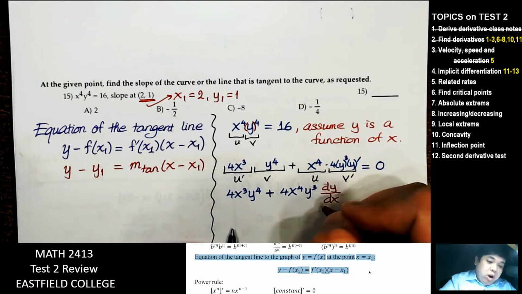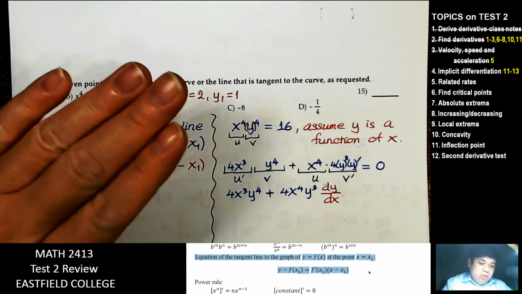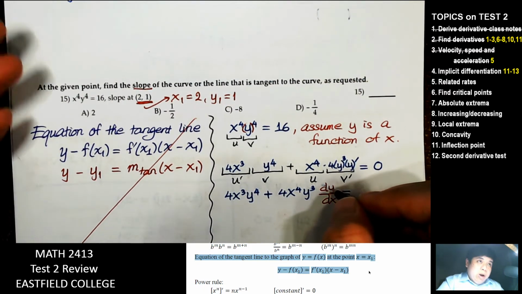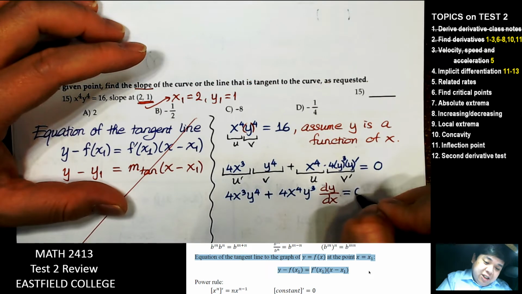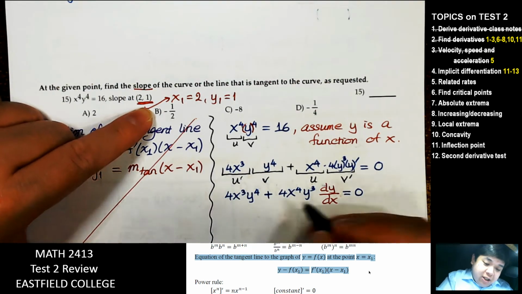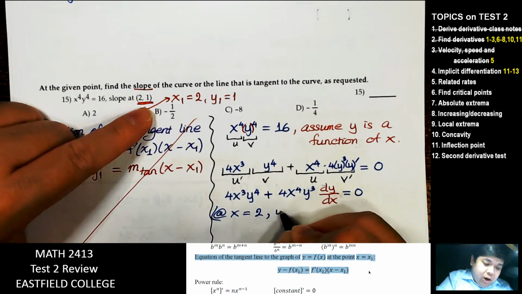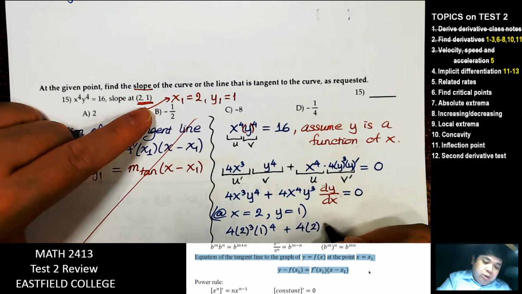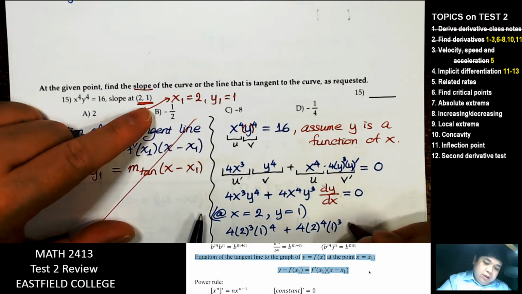By the way, I need to read the question again. This one just wants the slope. Find the slope. They don't want the tangent line. So we don't really need to do this. We do it when we are asked to find the equation of the tangent line, but it looks like not. Right. Then we put 2 in for x. We said that x equal to 2, y equal to 1: 4, 2 cubed, 1 to the 4th, 4, 2 to the 4th, 1 cubed.